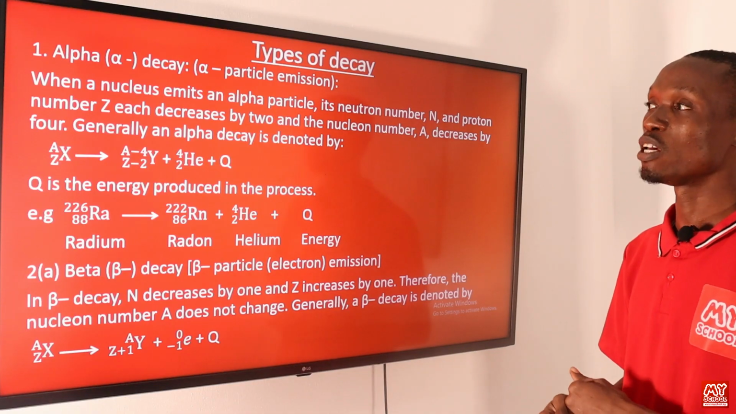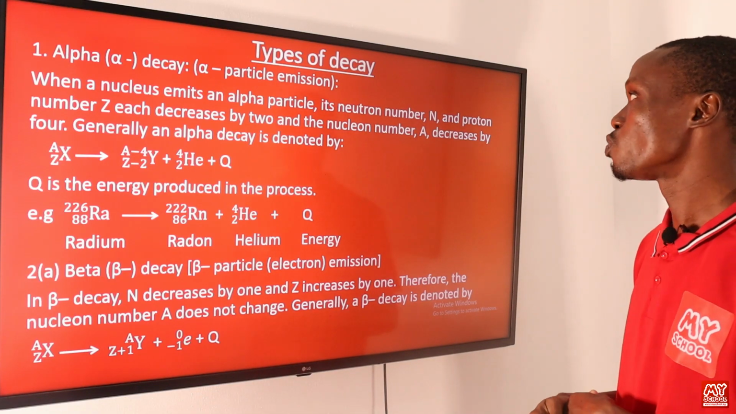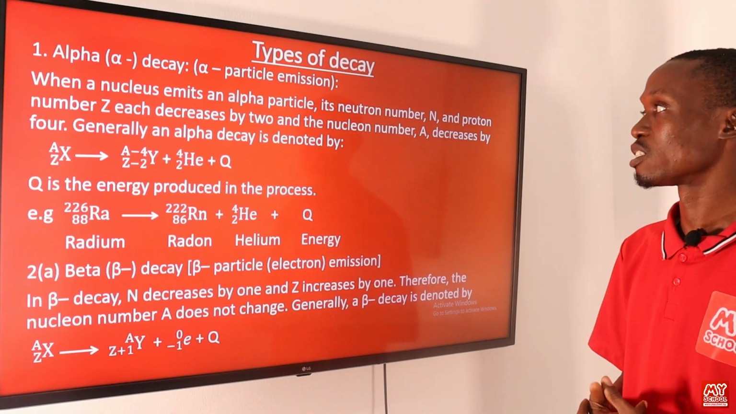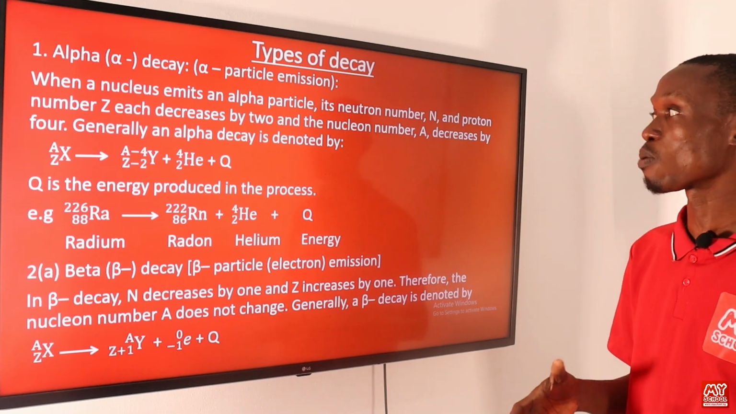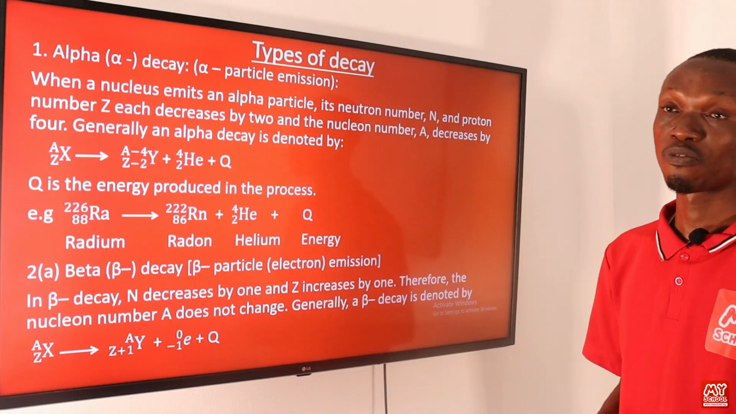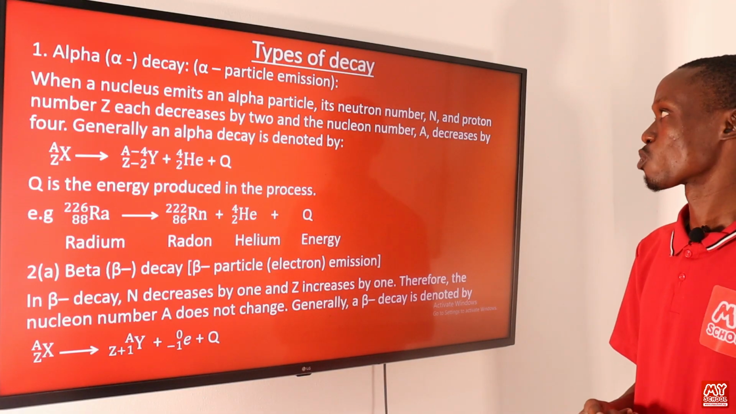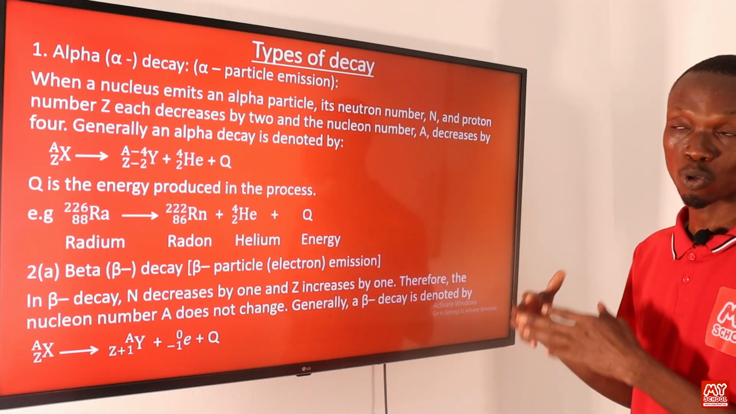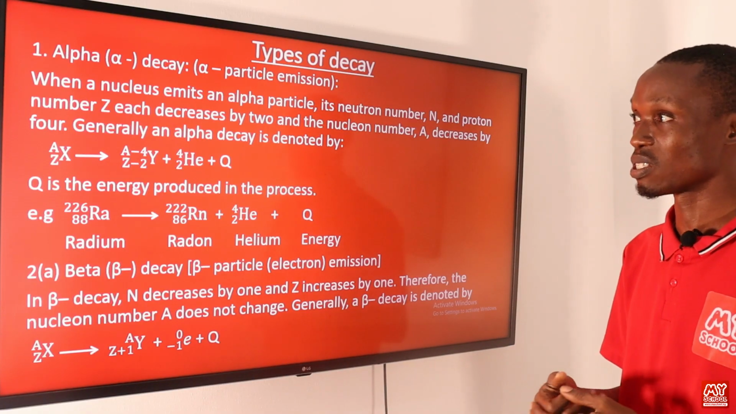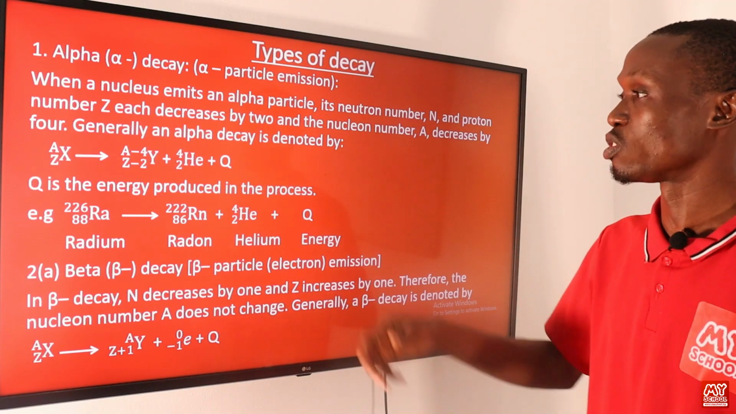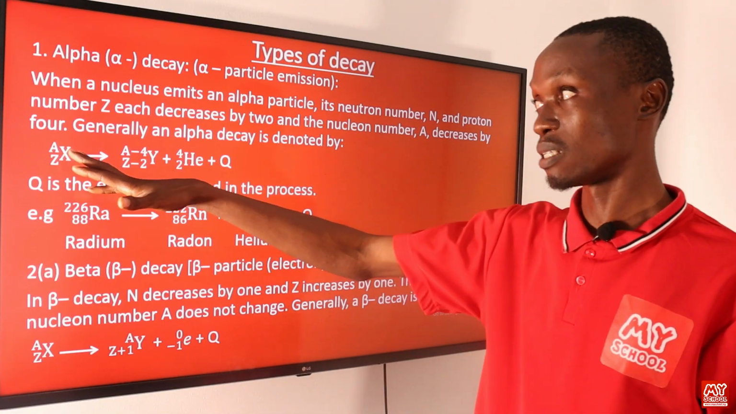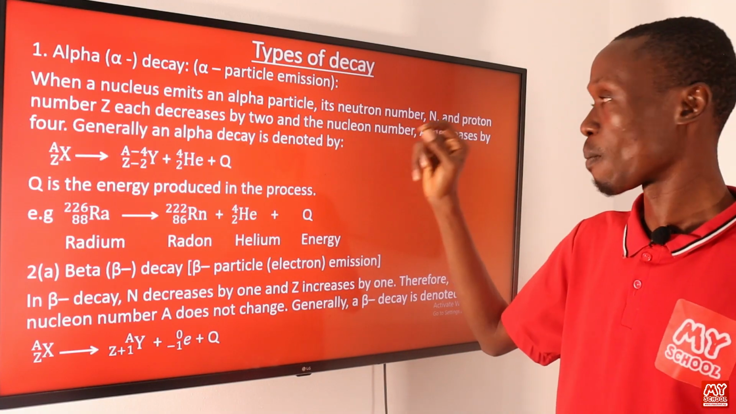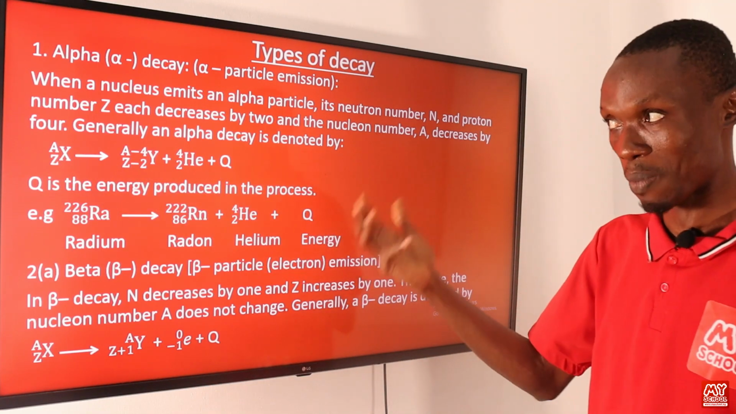When a nucleus emits an alpha particle, its neutron number N and proton number Z each decrease by 2, and the nucleon number A decreases by 4. When we say nucleon number, we are referring to the mass number. So the nucleon number decreases by 4, but the neutron number and the proton number, which is the same thing as the atomic number, decrease by 2. Generally, alpha decay is denoted by the nuclide equation on the screen now. Remember that A stands for the nucleon number and Z stands for the proton number.